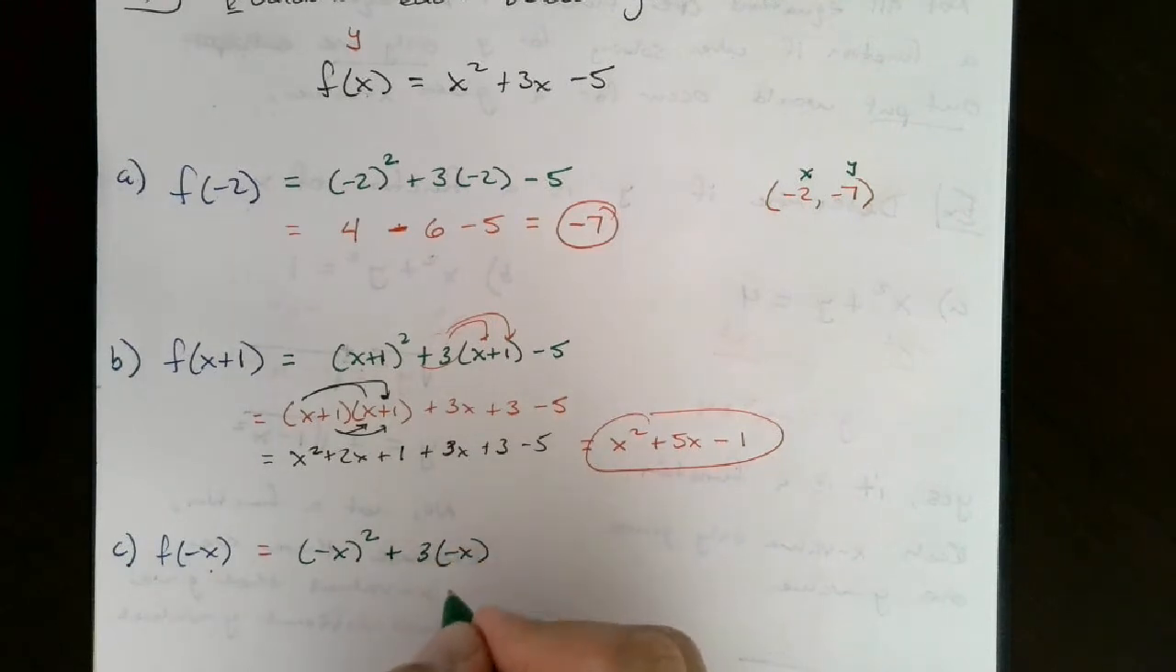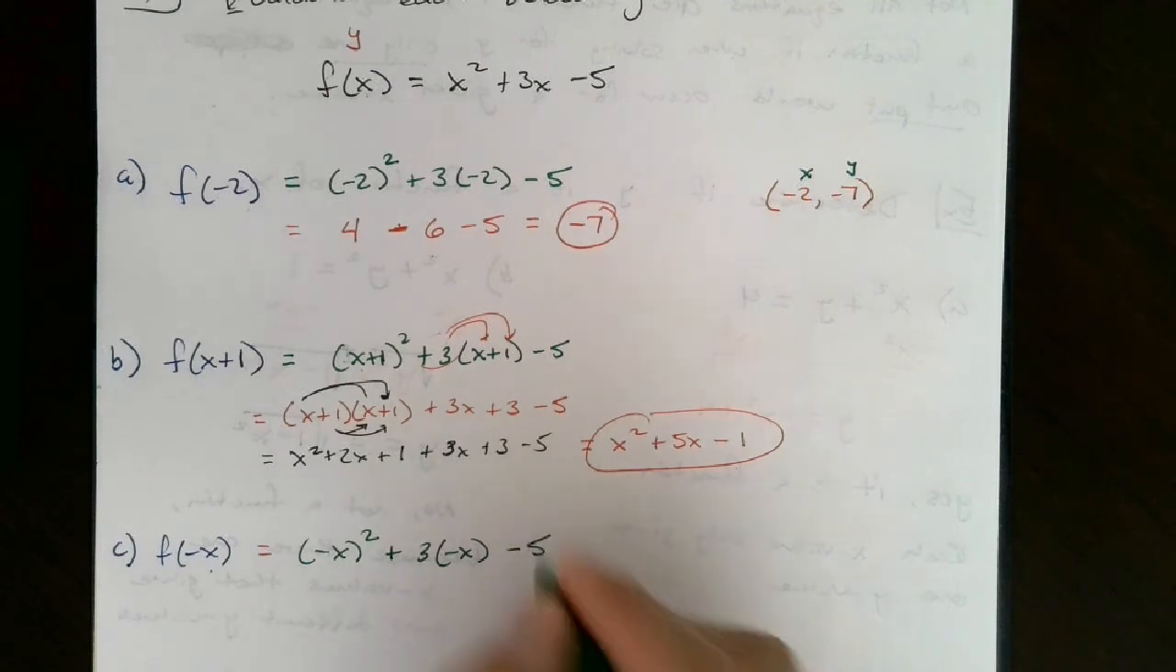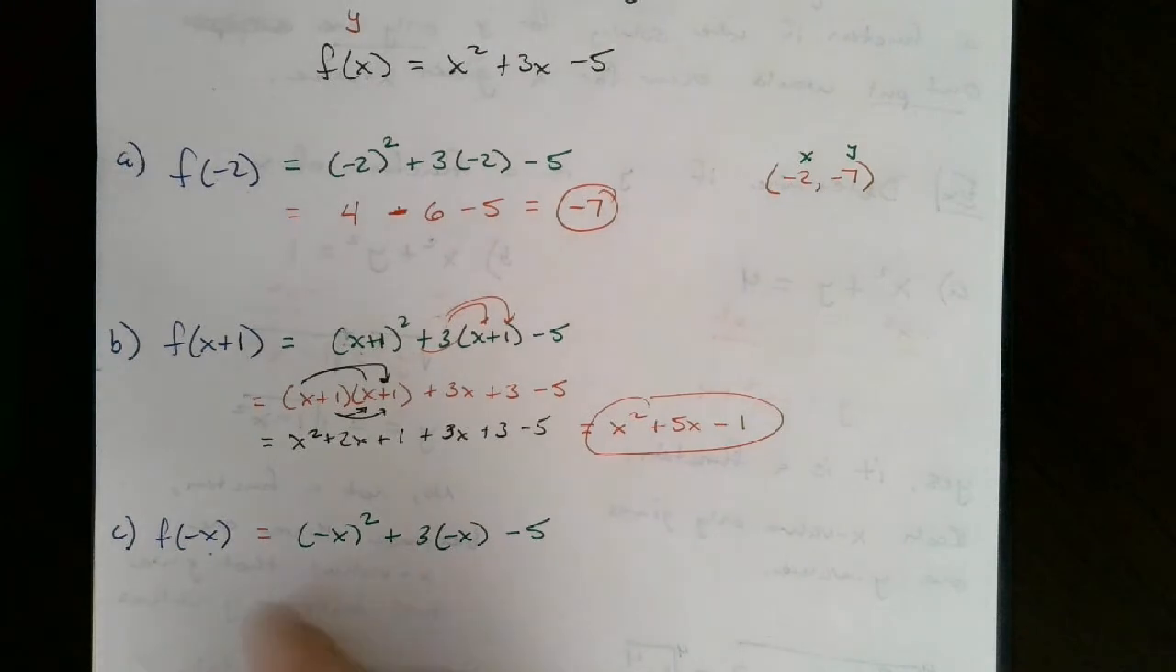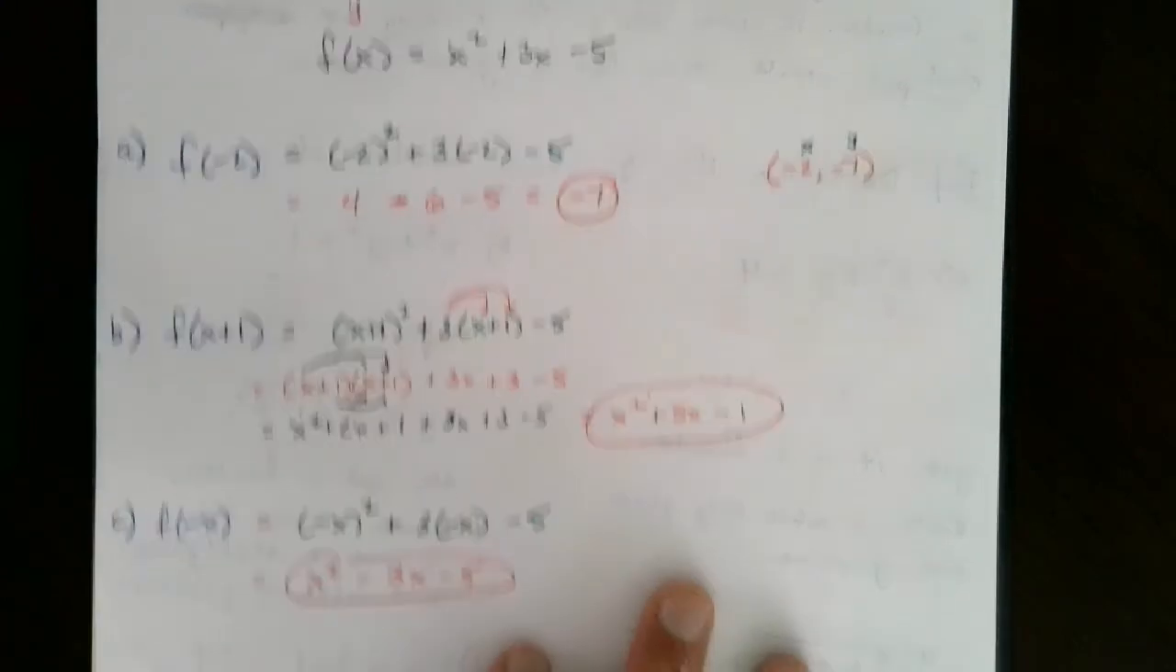Make sure you put the parentheses. It doesn't mean 3 minus x, it means 3 times a negative x. And then minus 5 stays minus 5 since there's no variable piece to it. Simplifying this, negative x squared, well, negative squared gives me a positive. X squared is going to be x squared, so it's positive x squared. A positive 3 times a negative x makes this a negative 3x and then minus 5. So f of negative x is equal to x squared minus 3x minus 5.